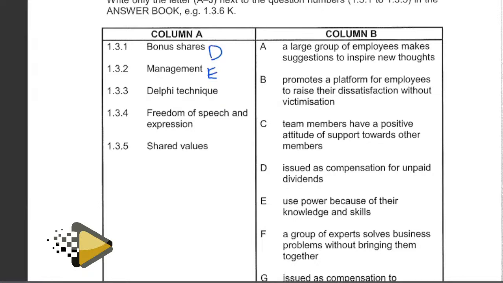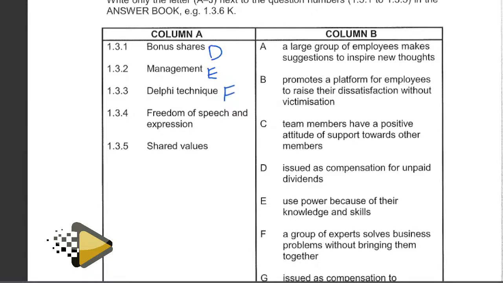Okay, right, Kritovs. Now let's move on to the next question. We have 1.3.3. 1.3.3 reads as follows: Delphi technique. So now this Delphi technique is where a problem is actually being solved after inviting the experts outside the business premises. So it means here our appropriate answer is going to be F, where it says a group of experts solves problems without bringing them together. So it means in this regard, our appropriate answer is going to be F.